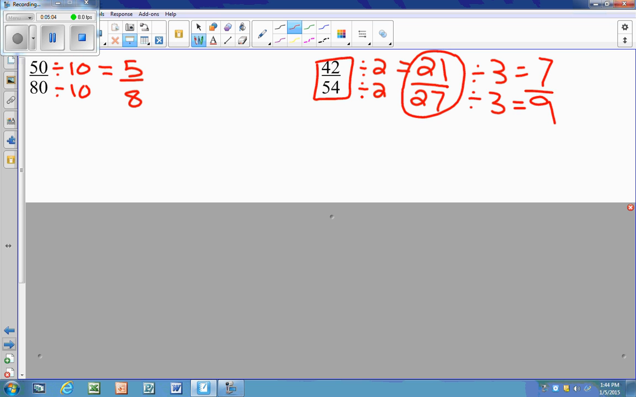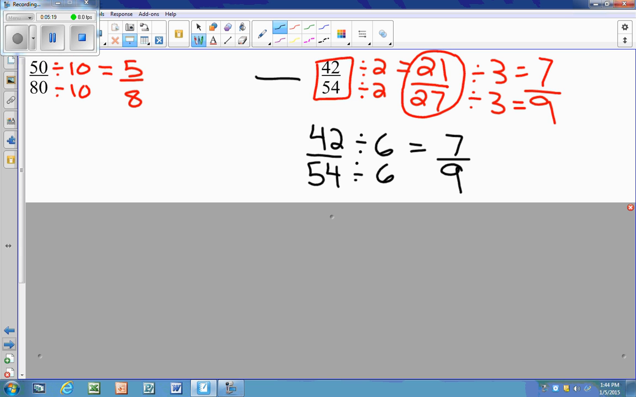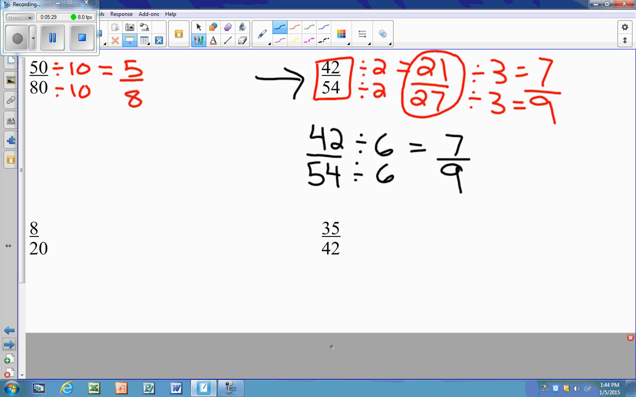and they get 7/9. Now somebody else might look at this very same problem and say, you know what? I can divide this by 6 and this by 6, and I get 7/9. Either way, I get the same answer. This one just takes more steps. So whatever numbers work easier for you, you should use. And eventually, you will be able to use your fact knowledge and you'll be able to find the largest number. You want to find the largest number that goes into both.